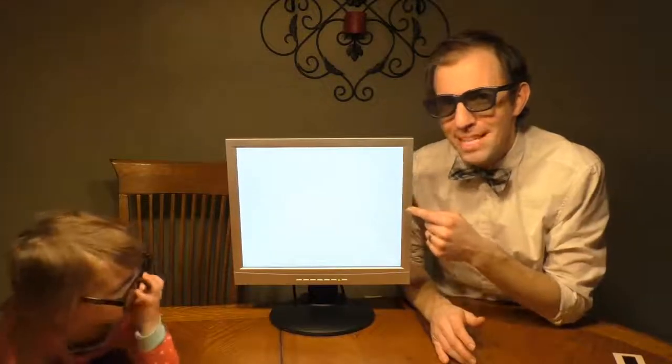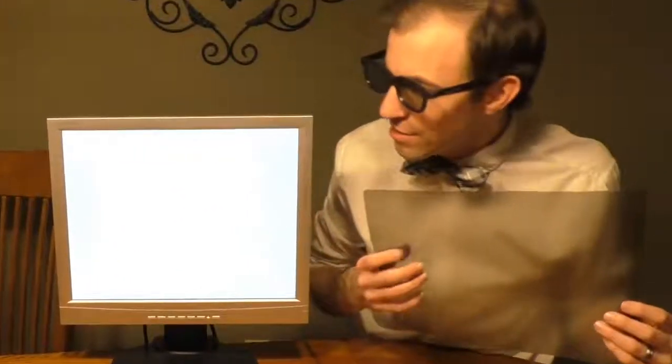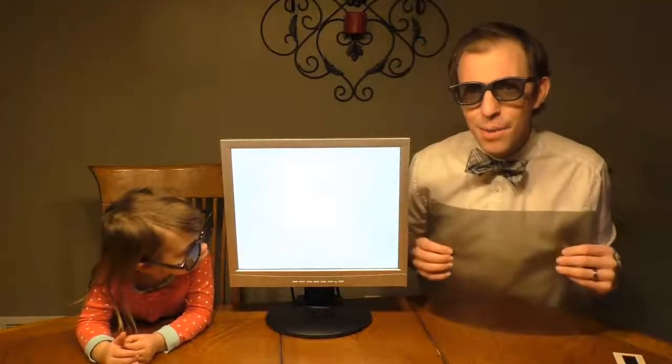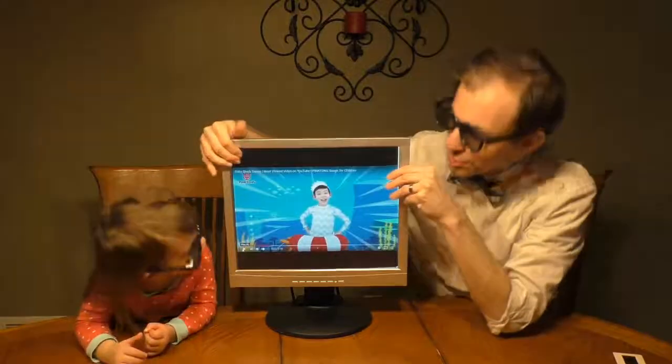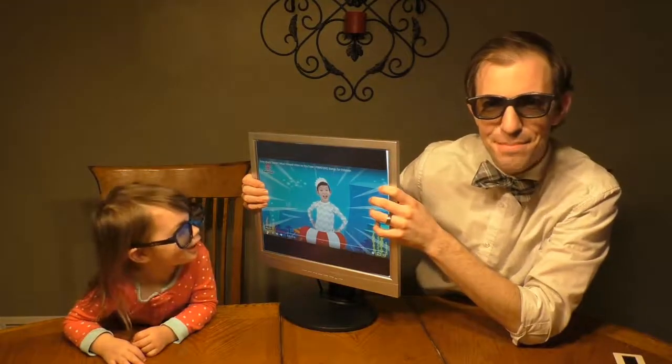This magic screen here is just a normal computer monitor that's actually playing one of Callie's favorite shows right now. We can't see it because I took off the polarizing filter. This is the final component that lets you turn the light that's going on here into a colorful picture. If I put this on the screen, Callie, do you know what show that is? Baby Shark. Yeah, they're playing Baby Shark.